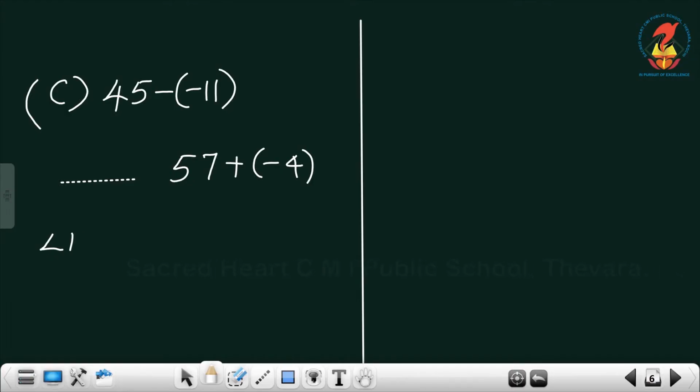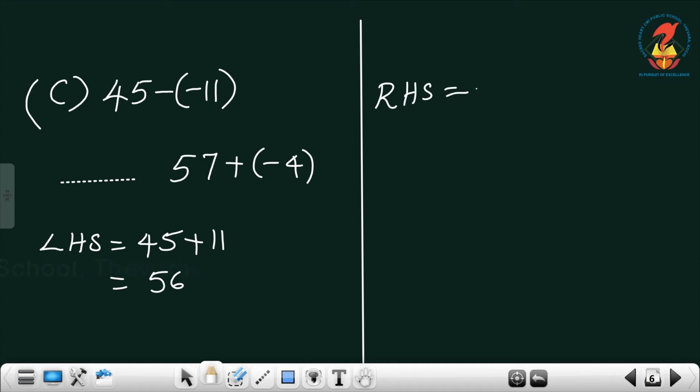Next, LHS equal to 45, two negative signs together plus 11. So, it is 56. RHS 57 plus and minus comes. So, it is minus 4. It is equal to 53. Which is greater? 56 is greater. So, LHS is greater.